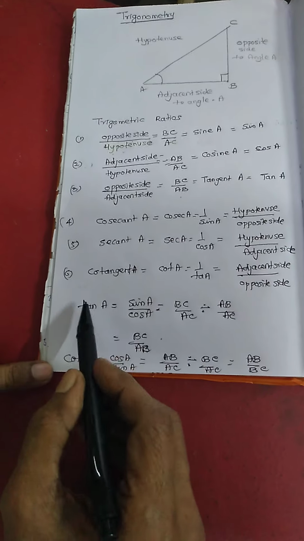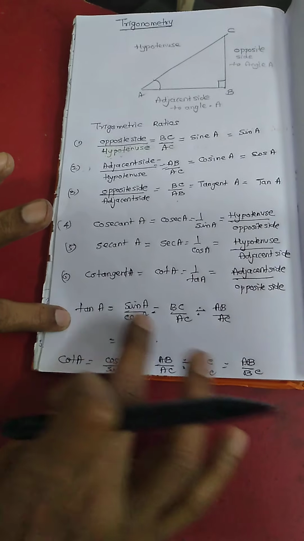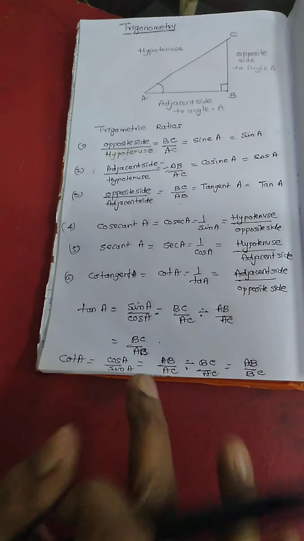So like that we have the ratios and some relations between tan and sin, cos, and between cot and cos, sin.